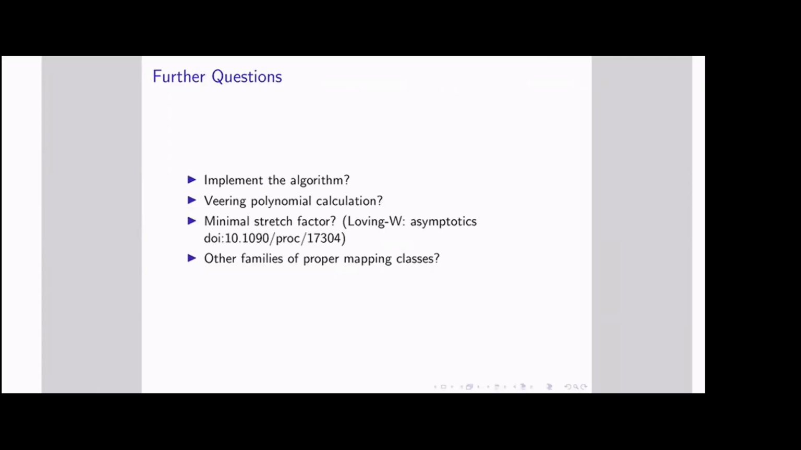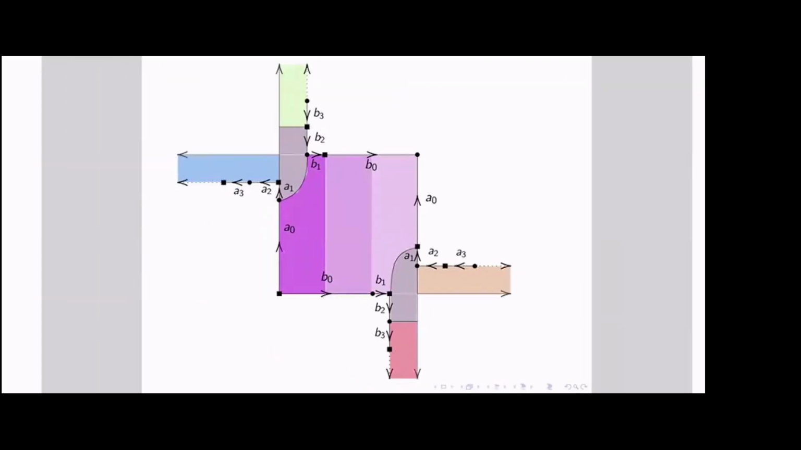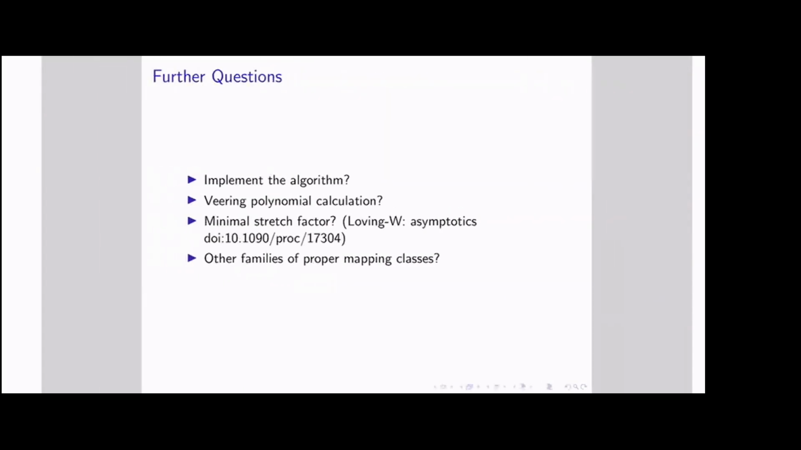Okay, so in the last 5 minutes or so, I'll just mention some further questions. Firstly, the whole construction that we did is really constructive, really explicit and algorithmic. So basically, everything can be computed very explicitly. So a question will be, can we implement this algorithm and have this as a Sage package or something like that, so that people can make use of it if they want to look at some examples of end-periodic surfaces.